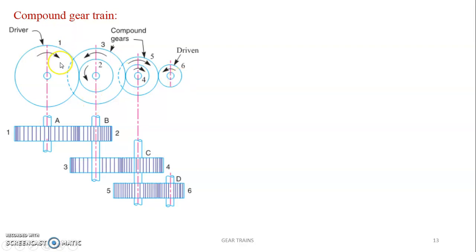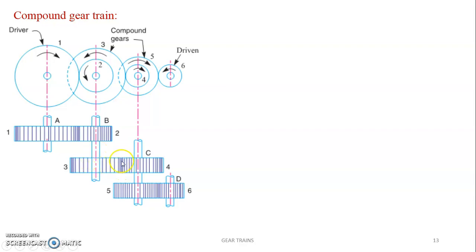Gear 1 is in mesh with gear 2. You can see it in the top view also. So 1 drives 2. Gear 2 drives the shaft, and on this shaft there is also gear 3, so that also rotates.